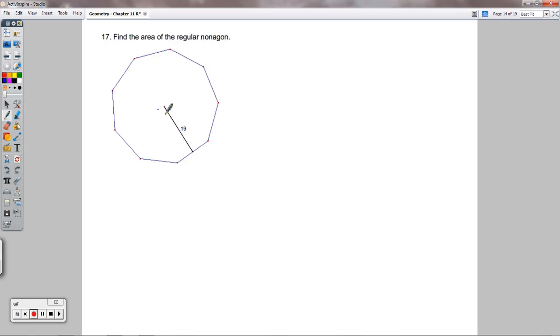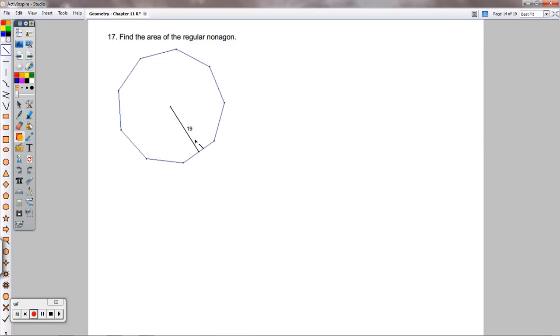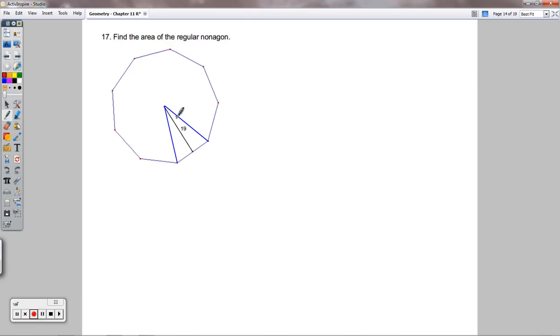Number 17, find the area of a regular nonagon. So a nonagon, you've already got the height given to you here. That's going to be helpful. And we're just going to have to figure out the length of that base. If it's a nonagon, we could make 9 of these triangles. So this angle right here would have to be 360 divided by 9 split in half. So that's going to be 40 divided by 2, which is 20.